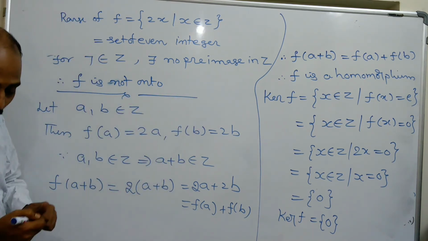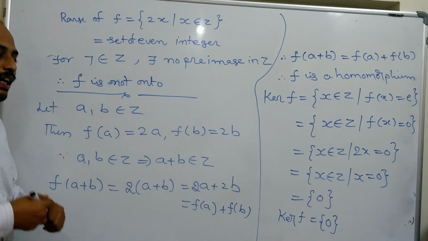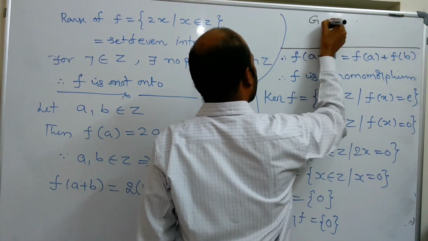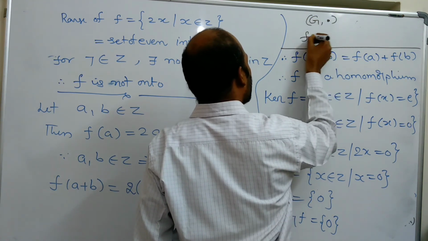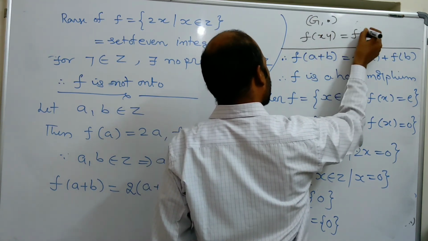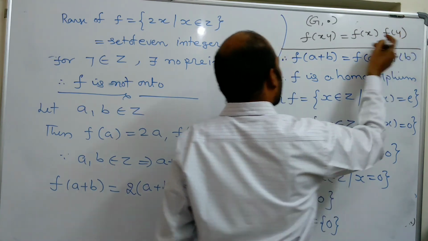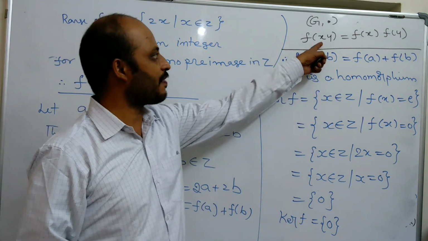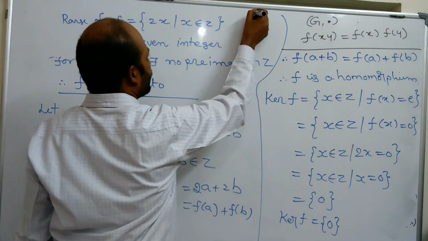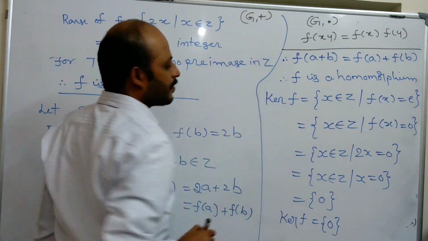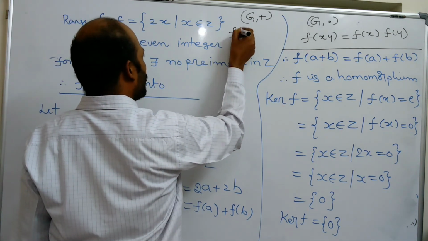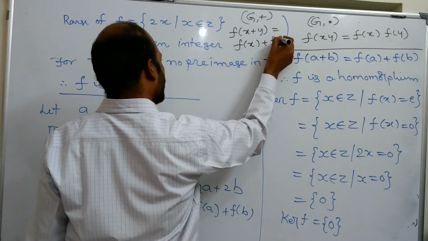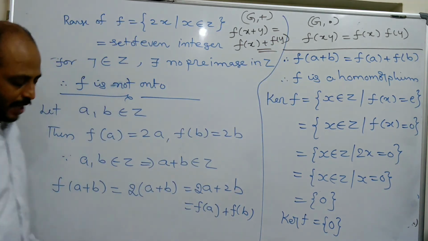In this problem, you have to remember one very, very important thing: the definition of homomorphism. If G is a group under multiplication, then the homomorphism condition is f of xy is equal to f of x into f of y. If the group G is defined over addition, then the homomorphism condition is f of x plus y is equal to f of x plus f of y. Please observe this. Practice these problems.